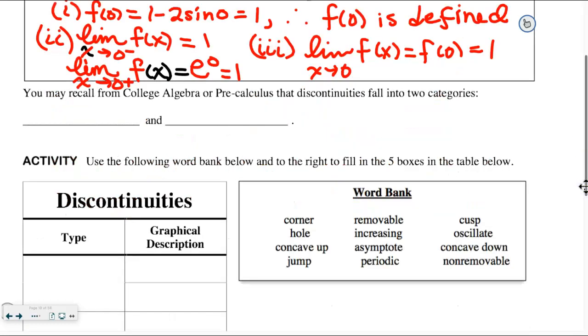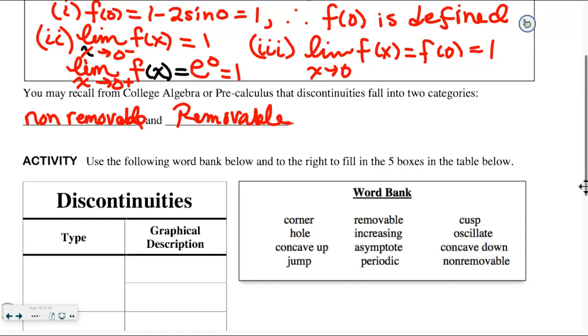Anyway, the next part of it is what kind of discontinuities you have. And you should have learned that there are both non-removable and removable. Those are familiar from pre-calc, right, guys? Those words? All right.